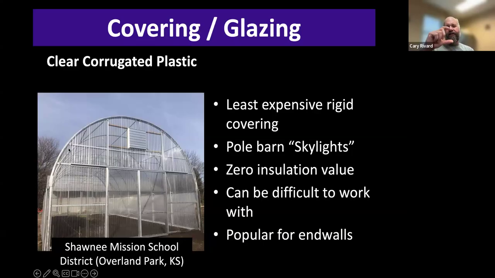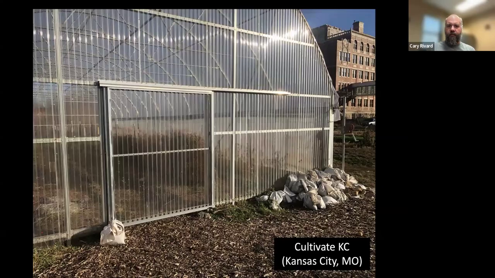Keep in mind that that corrugation is a couple inches deep, and so when you put the flashing up here to hold that corrugated panel in, that can be a little bit trickier than when you're using twin wall polycarb, but otherwise it works perfectly well.